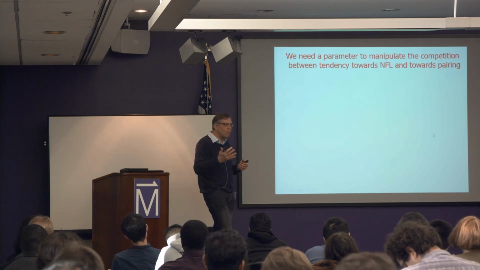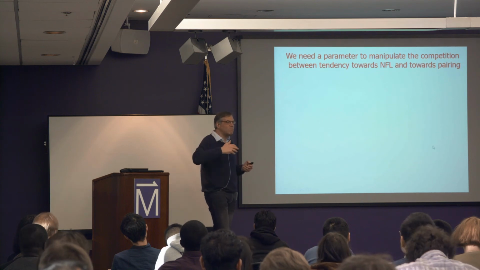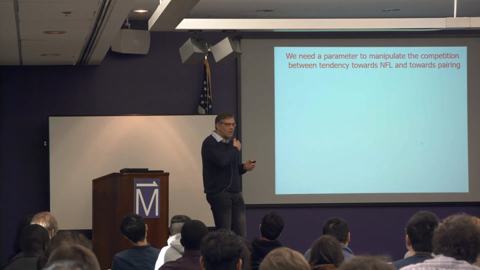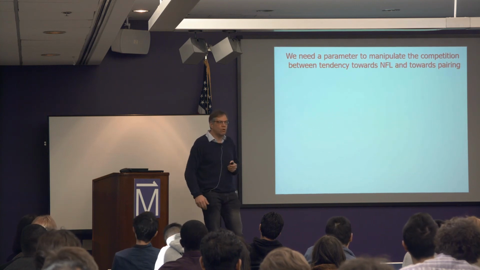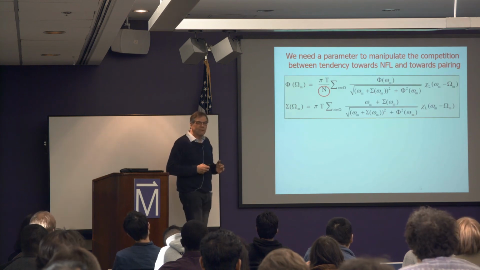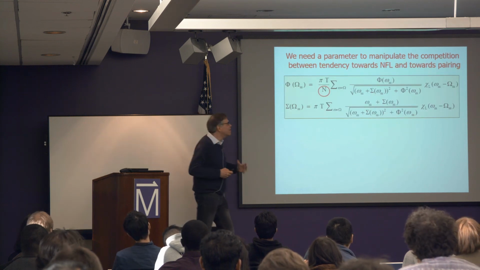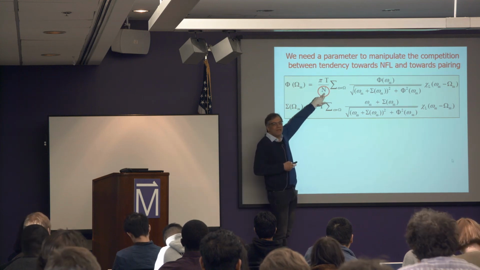So the goal now, in the next slide, is to say, let's invent parameters. By varying this parameter, we either definitely make the tendency to superconductivity larger, or definitely make the tendency to non-Fermi liquid larger. How is this done? The easiest way is just by hand: put a factor of n here in the pairing channel without even thinking more.